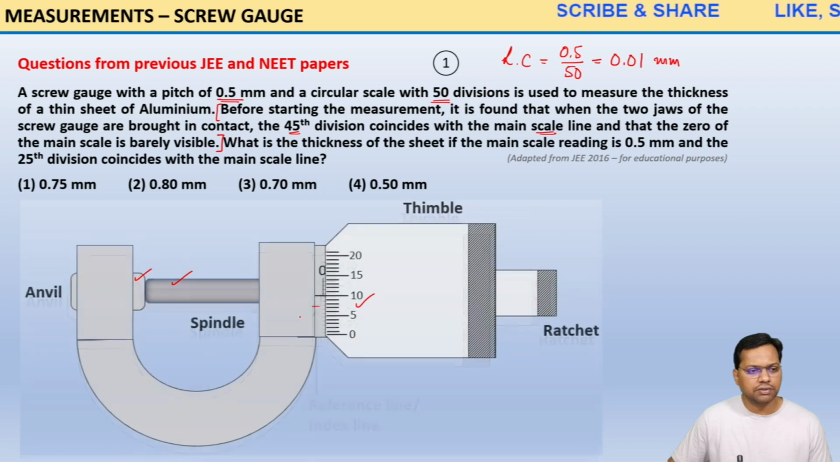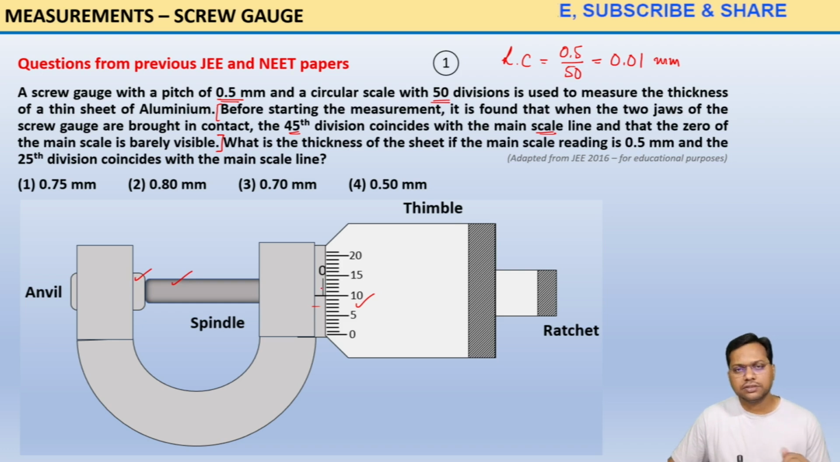In the case of a positive zero error, if you close the screw gauge completely, that is, both the anvil and spindle come in contact with each other, then instead of zero, some other value is coinciding and the zero is below the reference line. And if you see the main scale, the zero of the main scale is completely visible, and the edge of the thimble is on the right of the zero line.